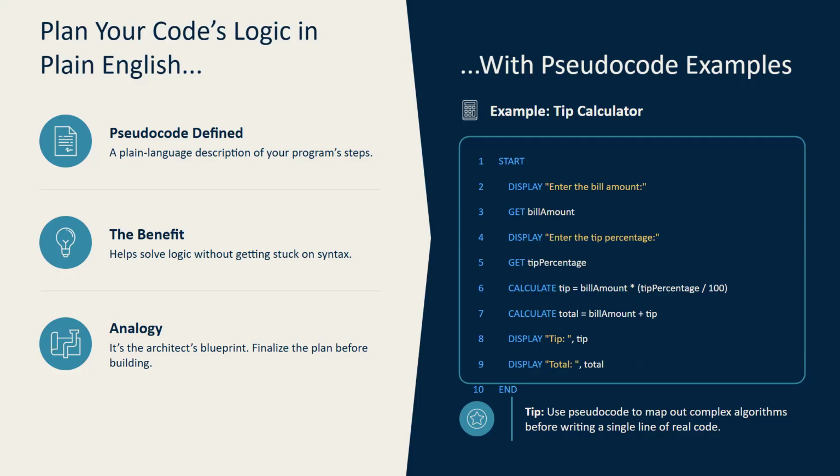If we look at this example on our right, we just have a simple tip calculator. We start the program, ask the user for the bill amount, and then ask for the tip percentage. Once we get both those numbers, we calculate the tip by multiplying the bill amount by the tip percentage divided by 100. That gives us a total by adding the bill amount and the tip. And then finally, we display both the tip and the total, and then the program ends.